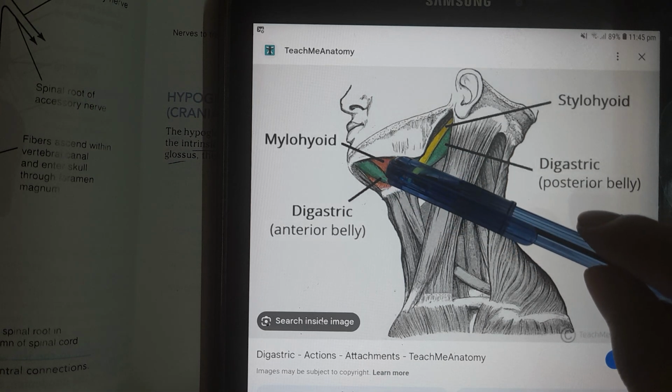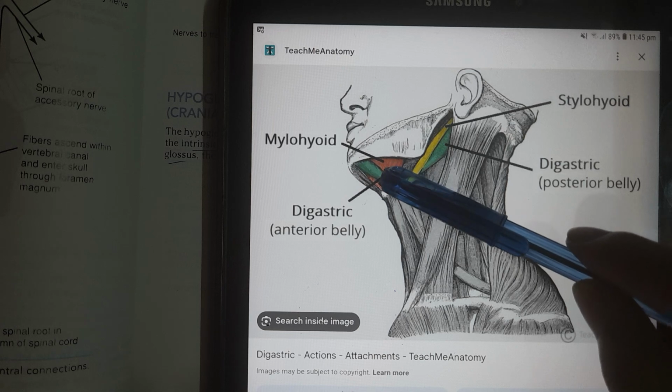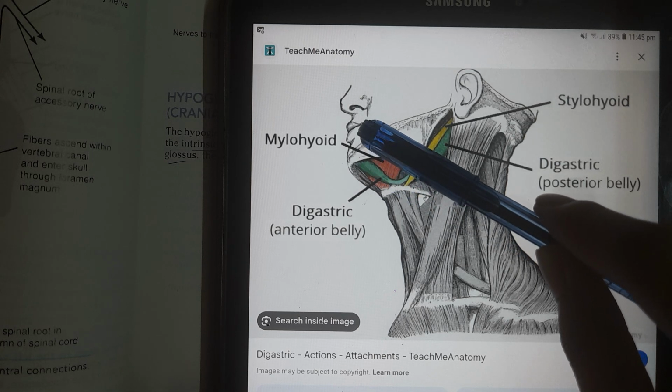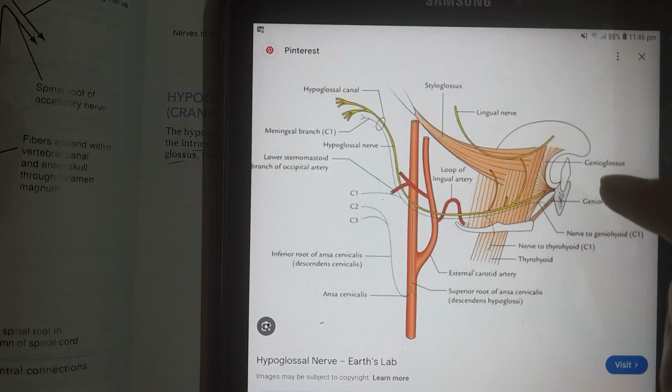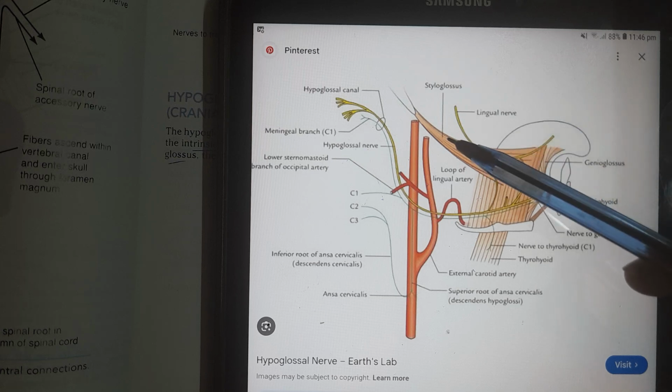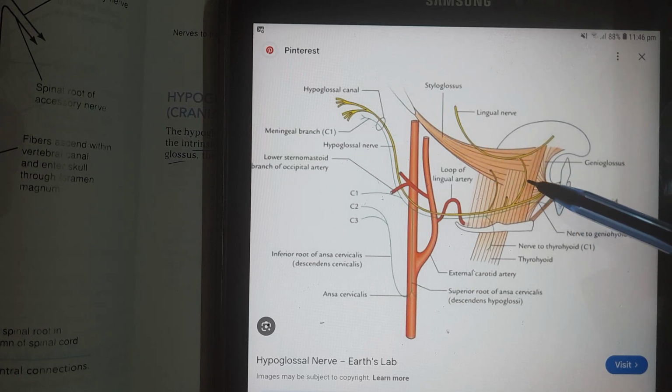when it reaches the inferior portion of this mylohyoid muscle, it is going to innervate the muscles of the tongue. The muscles it innervates of the tongue are mainly the intrinsic muscles of the tongue. Then there are the styloglossus, the genioglossus, as well as the hyoglossus muscle.